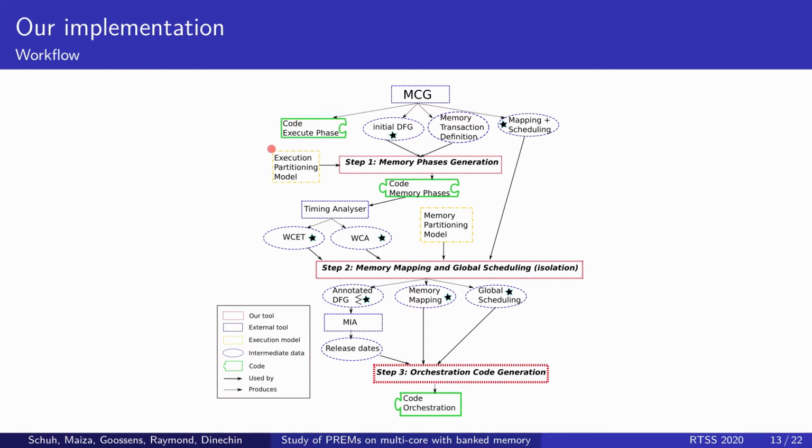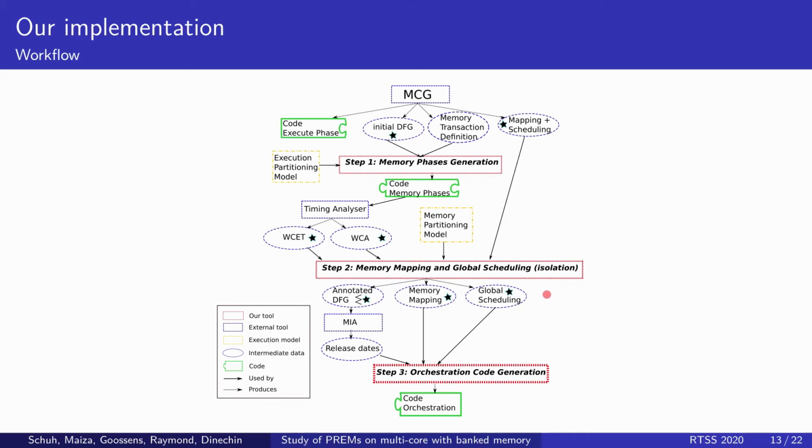Then we give both of these codes to a timing analyzer, or we measure their execution, and we obtain the WCET and WCA of them. We can move on then to step 2, where according to the memory partitioning model that we choose, we either implement the task set allowing interference or in isolation. And if we implement it in isolation, we need global scheduling algorithms, in particular for the three-phase model, where we need to coordinate all the read and write phases. MIA computes the release dates of all the tasks on the system, and we finally arrive at step 3, where we generate the orchestration code, which is completely platform specific.